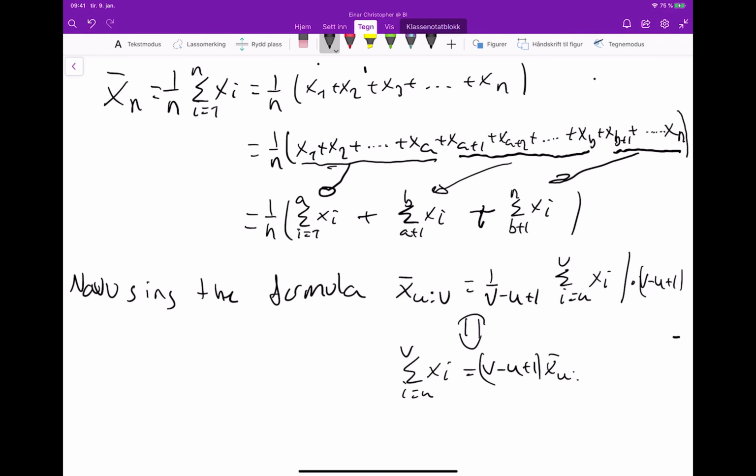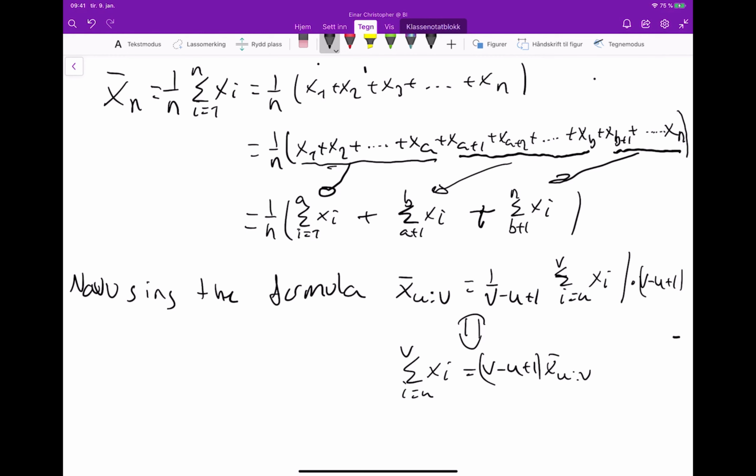Be sure that you understand what I'm doing now, because we are going to use this in the rest of the exercise. So I just multiply with v minus u plus 1, then I get v minus u plus 1 times x bar u colon v, and on this other side, v minus u plus 1 cancel out, and we just end with the sum from u to v over xi, and I'm just changing sides here, and that's okay. So then this is equal to this.